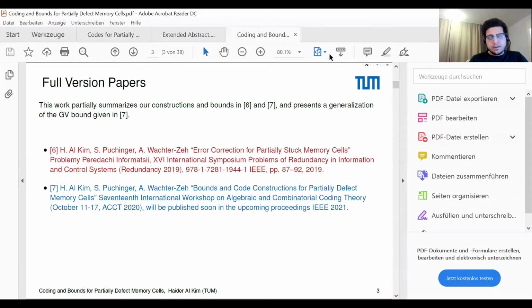Here is the full version of the paper. This work partially summarizes our constructions and bounds in [6] and [7]. The paper from the Redundancy 2019 conference in Moscow, and [7] in ACCT 2020, will be published soon in IEEE, and it's in Bulgaria.